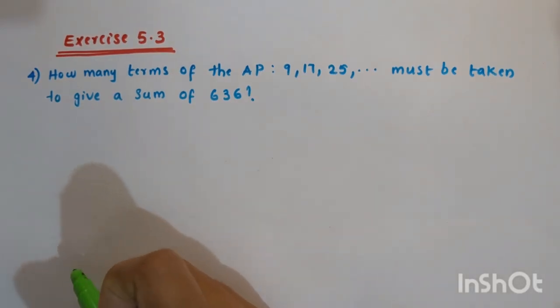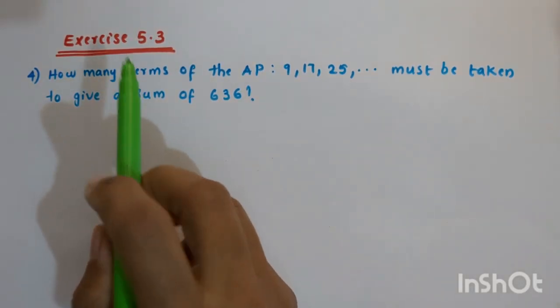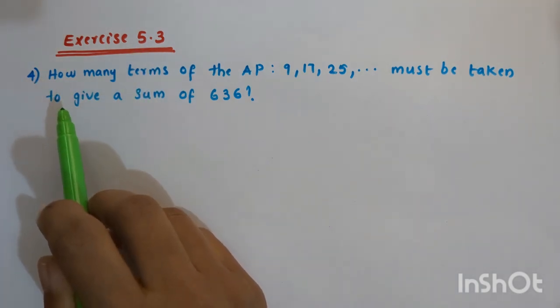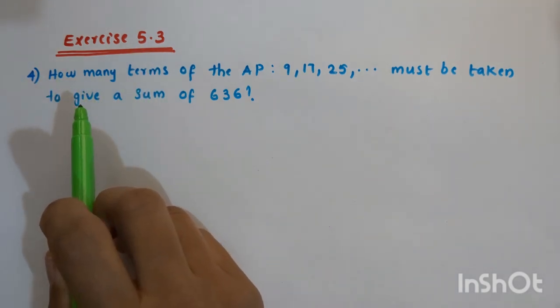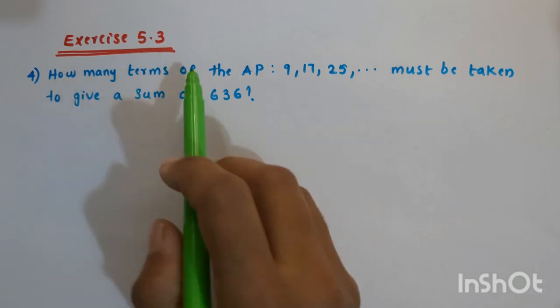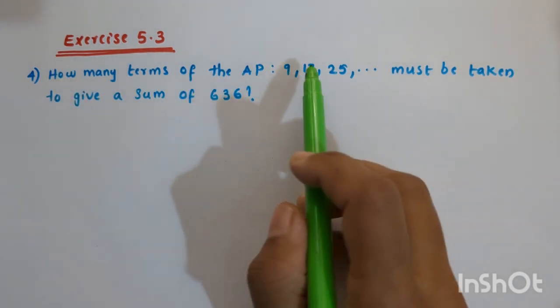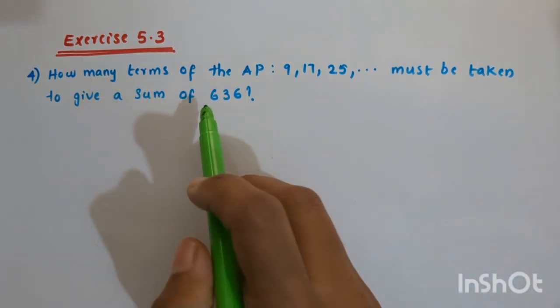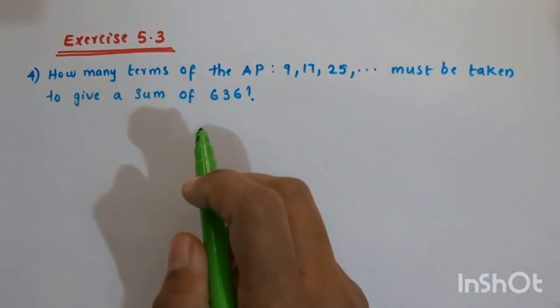Hello everyone. In this video, we are going to discuss exercise 5.3, question number 4 from chapter 5, Arithmetic Progression, class 10 Maths. The question is, how many terms of this AP 9, 17, 25, etc. must be taken to give a sum of 636?